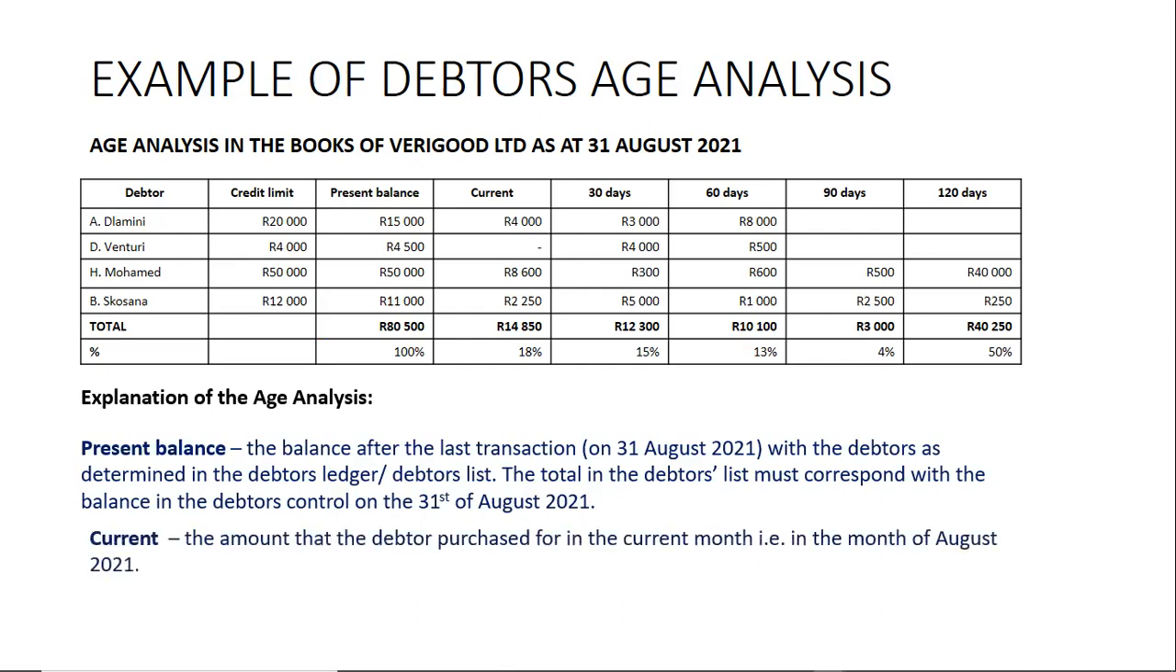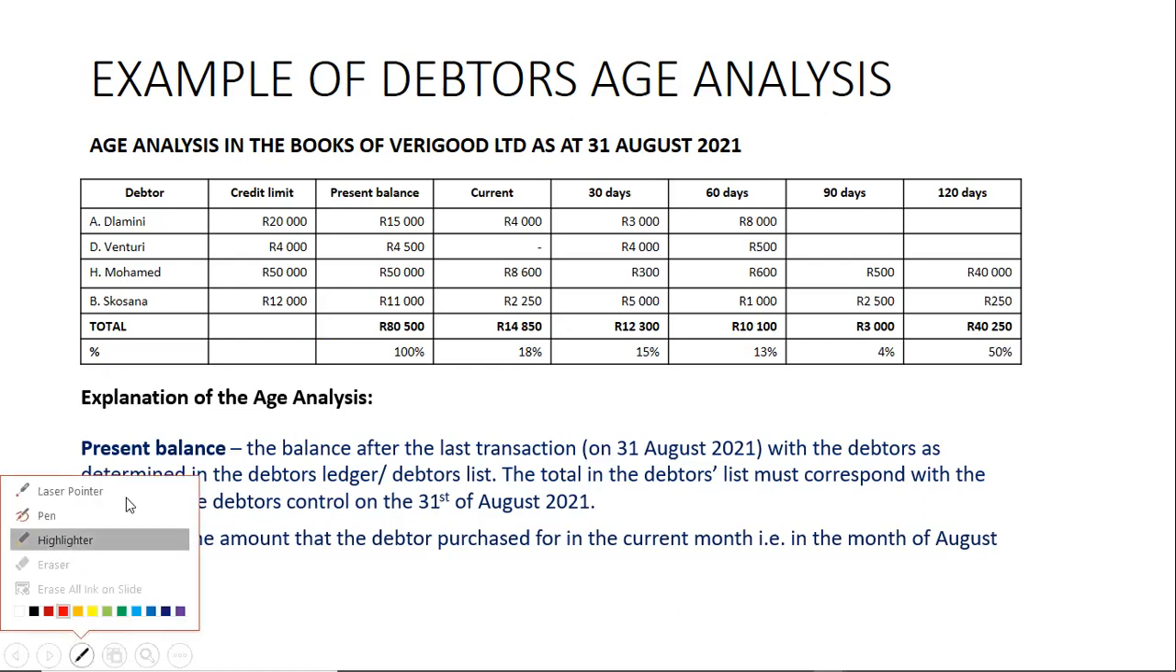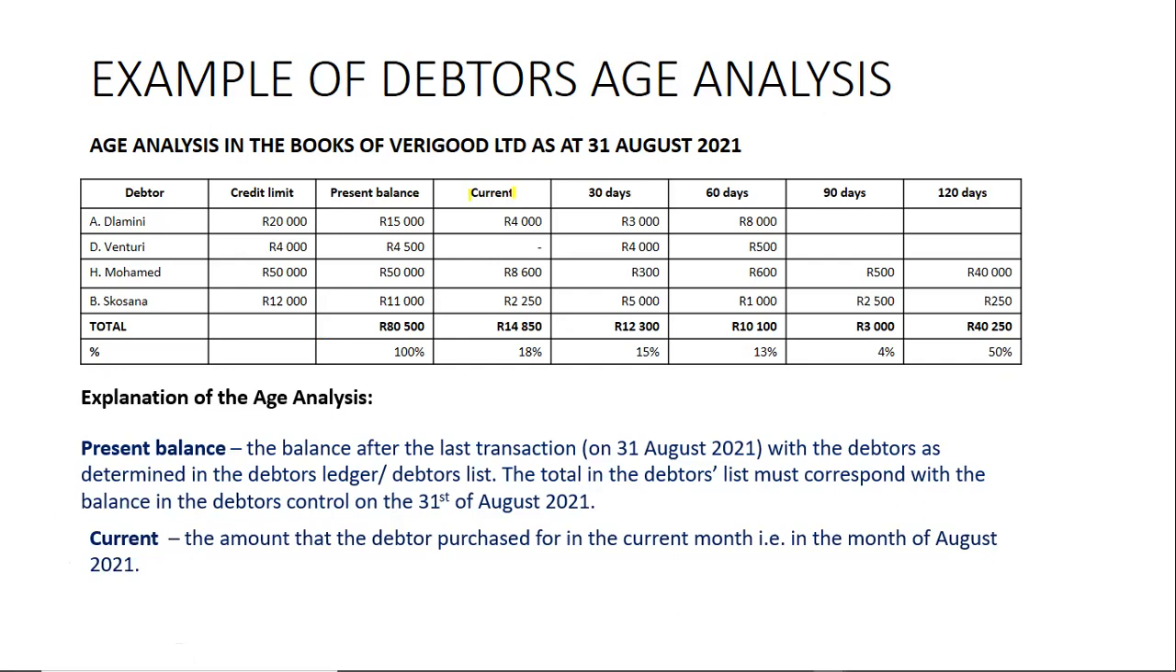Now, what is current? Current is simply the amount that the debtor purchased for in the current month. I repeat, current simply means the amount that the debtor purchased for in the current month. In case you are lost, let me just highlight to show you where we are. I've explained the first two, and I've also explained that in the previous slide. Now, this is what the debtor owes us for the month, what they actually purchased in the current month, which is our August.